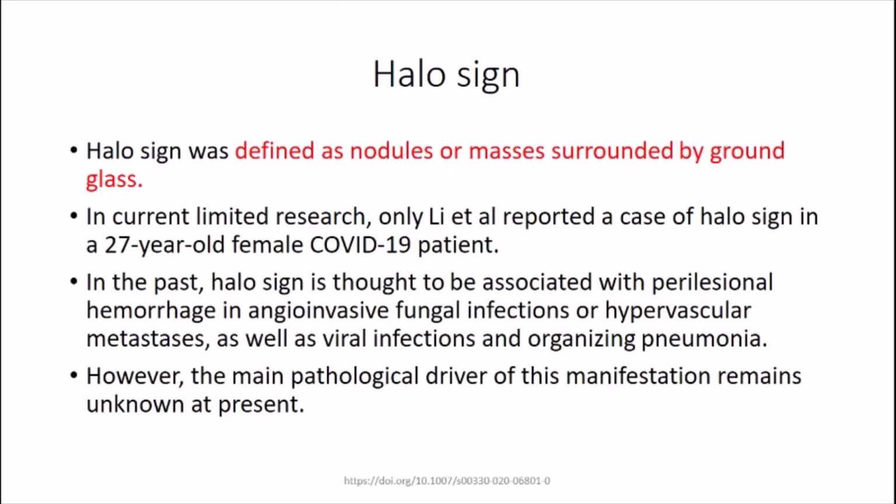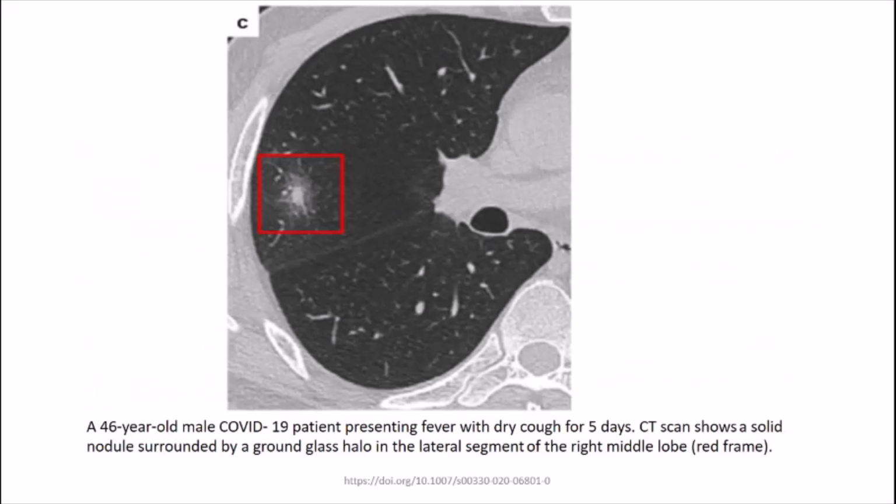The halo sign was defined as nodules or masses surrounded by ground glass. It has been reported in some cases of COVID-19 patients. In the past, it has been thought to be associated with perilesional hemorrhage in angioinvasive fungal infections or hypervascular metastasis, as well as viral infections and organizing pneumonia. However, the main pathological driver of this manifestation remains unknown at present. So this is what is meant by the halo sign.